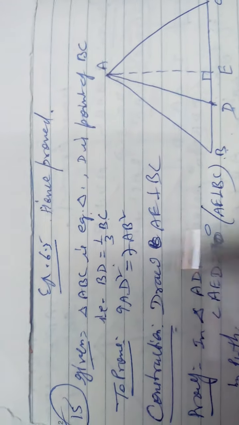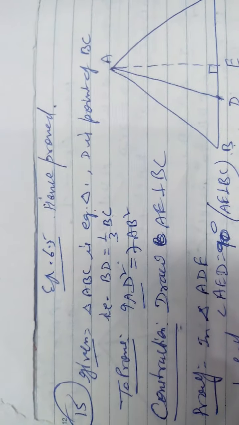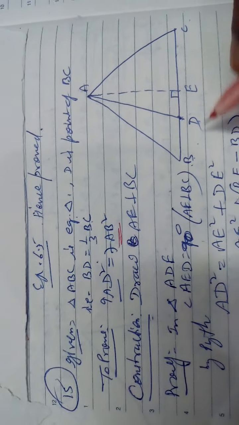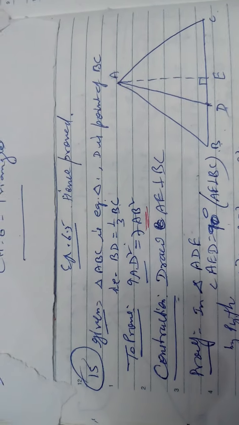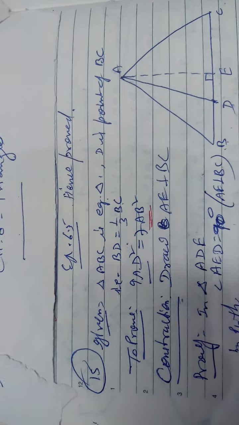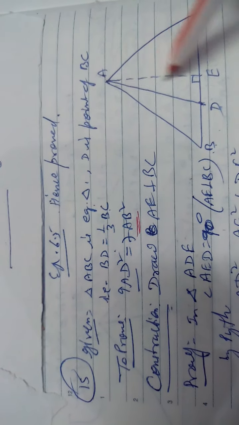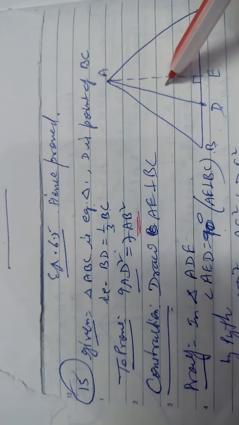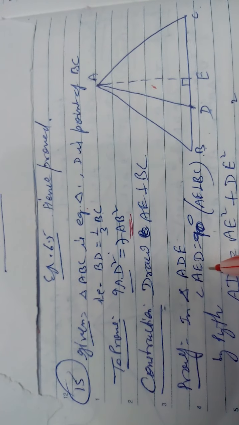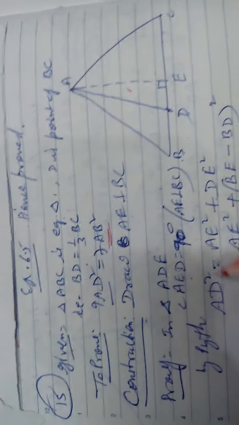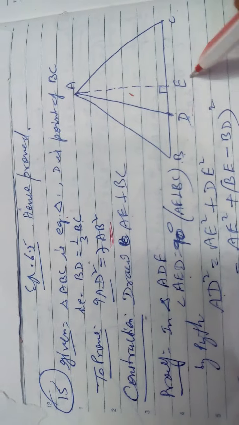So here you want to prove 9AD square is equal to 7AB square. Draw a perpendicular from the vertex to the side, AE perpendicular to BC. Now AD, in which right triangle does AD stand? You see in the figure, in right triangle ADE, side AD is there. So you start from here, in triangle ADE, angle E is 90 degrees because of construction, not given, but construction you are doing. So AD square is equal to AE square plus DE square, by Pythagoras.